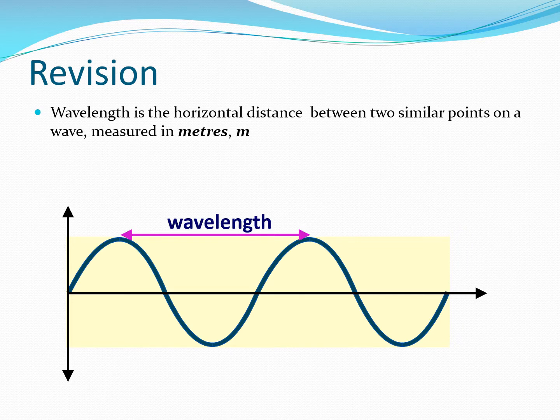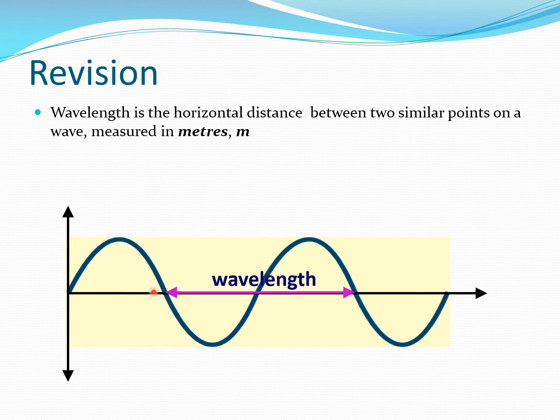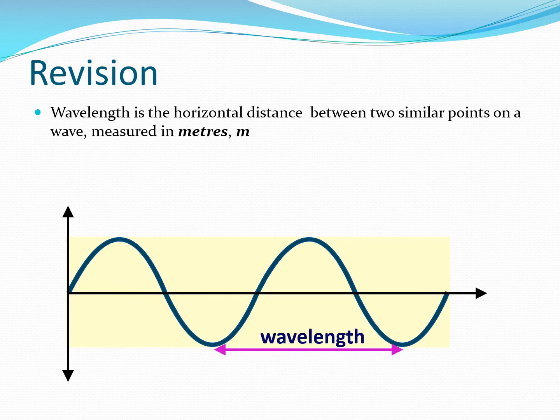So just a little reminder that wavelength is the horizontal distance between two similar points in a wave, and it's measured in meters. So the wavelength can be from crest to the next crest. It could be from one point to the next point in a wave. You can tell which points you need to look at because the wave then starts to repeat itself. So you can see that from here it goes down, up and down again, then it goes down, up and down again, so it starts to repeat itself, okay? Or from the trough to the next trough.